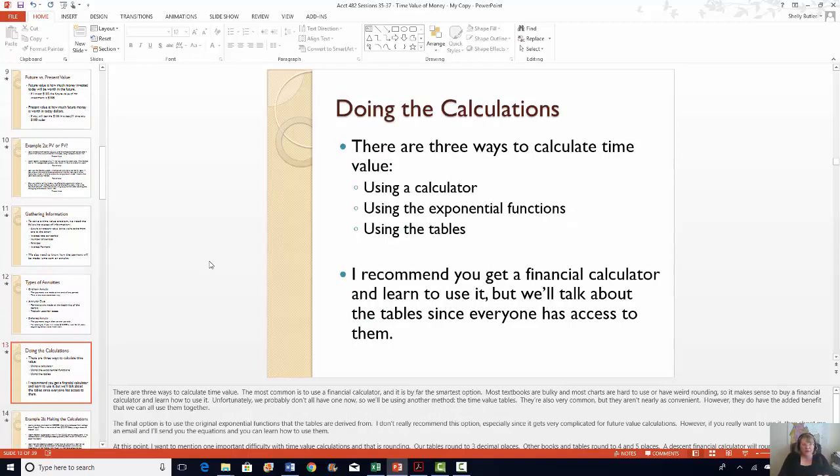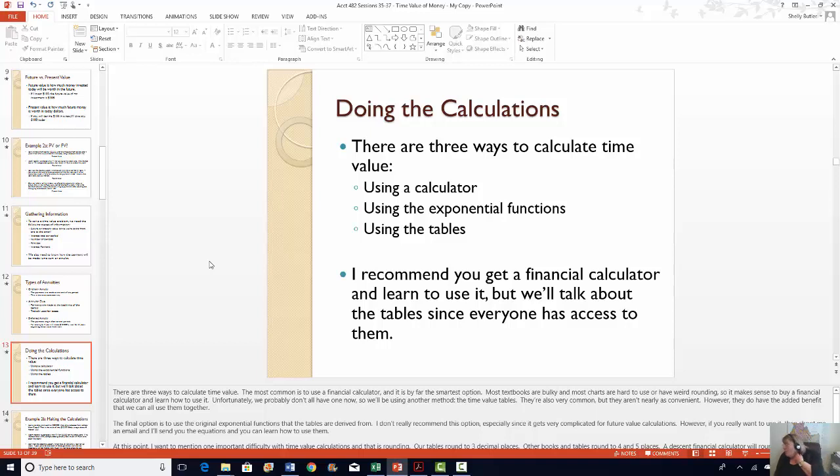So now doing the calculations, there are 3 ways to calculate time value. You can use a financial calculator, and mine is just really simple. In fact, I bought this. It's just the BA2 Plus, Texas Instruments. I've been using that since I first started college, and that's worked out really well for me.